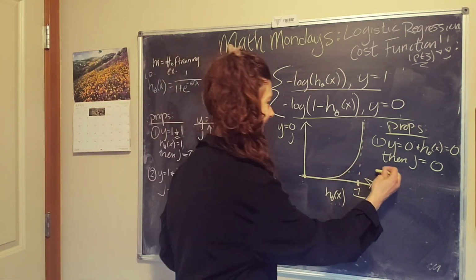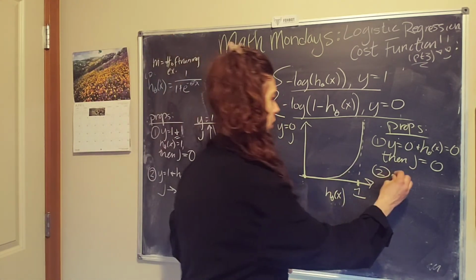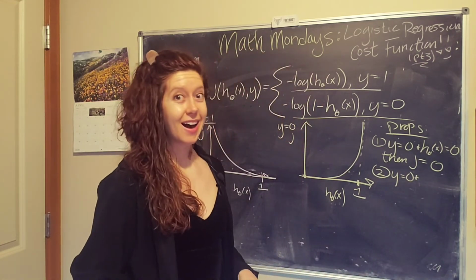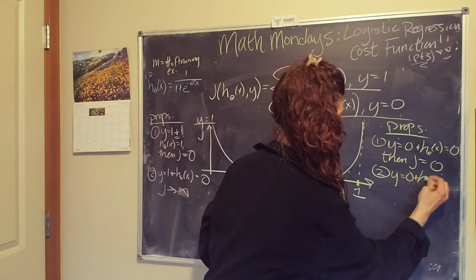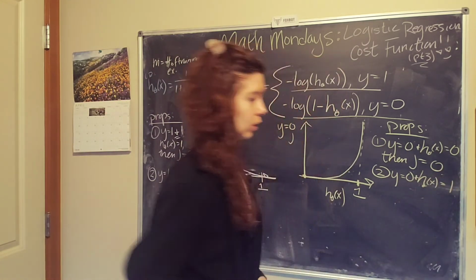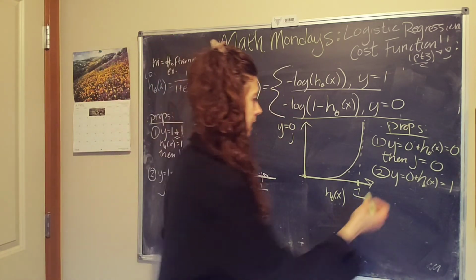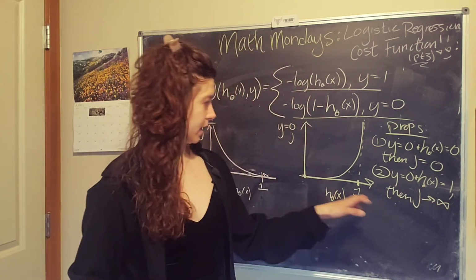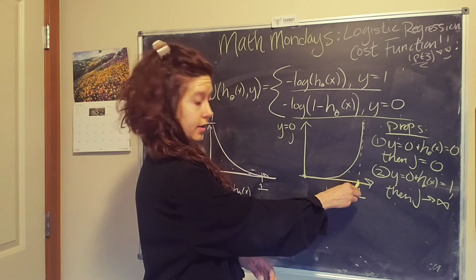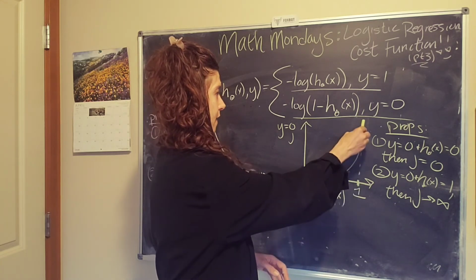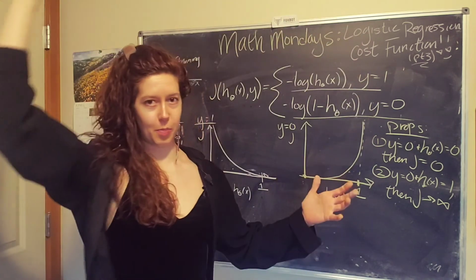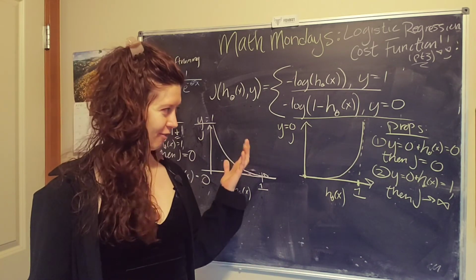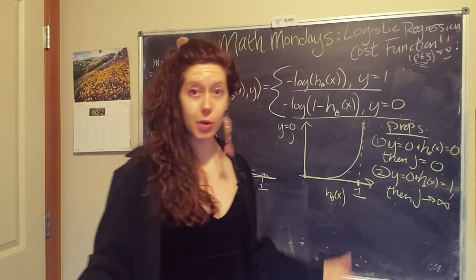And the second situation is if y equals 0 and our predicted value is the exact opposite, which would be 1. So if our hypothesis function is 1, that's really bad. We don't want that. Then our cost function is going to go to infinity. If h theta, our hypothesis function, is 1, then the value of J goes off the page. Not enough space on my chalkboard to draw that. It goes to infinity. So that's what we want.